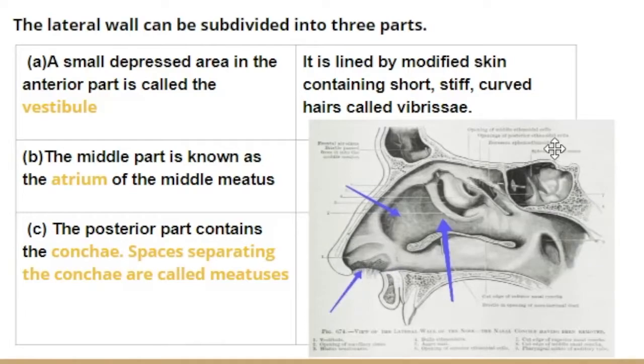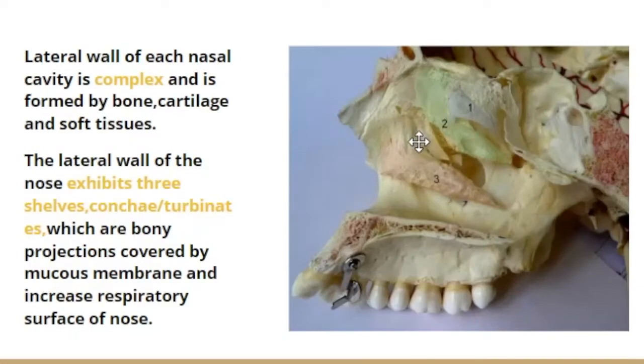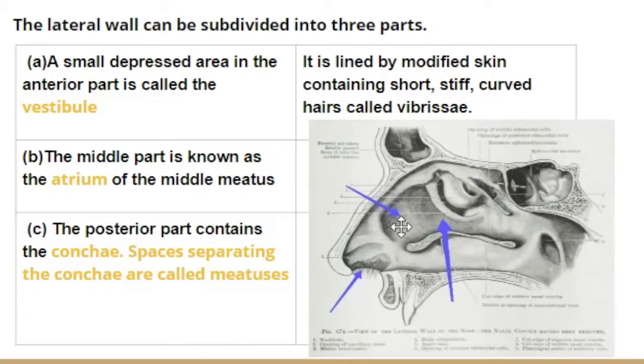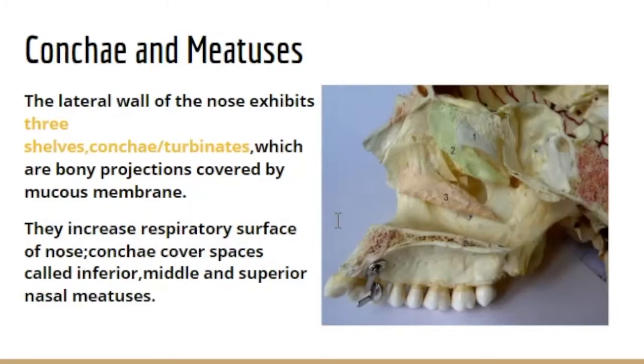This is also a sagittal section, but in this section we have the coverings of the mucous membrane. We see that the anterior-most part is depressed and it is called the vestibule. It also contains vibrissae or the nasal hairs. The middle part is the atrium of the middle meatus, and posterior to that we have the posterior part which contains our conchae, separating the spaces which are called the meatuses. With this knowledge, we can finally proceed on to the conchae and the meatuses, which is also the most important topic of our lateral wall of the nose.